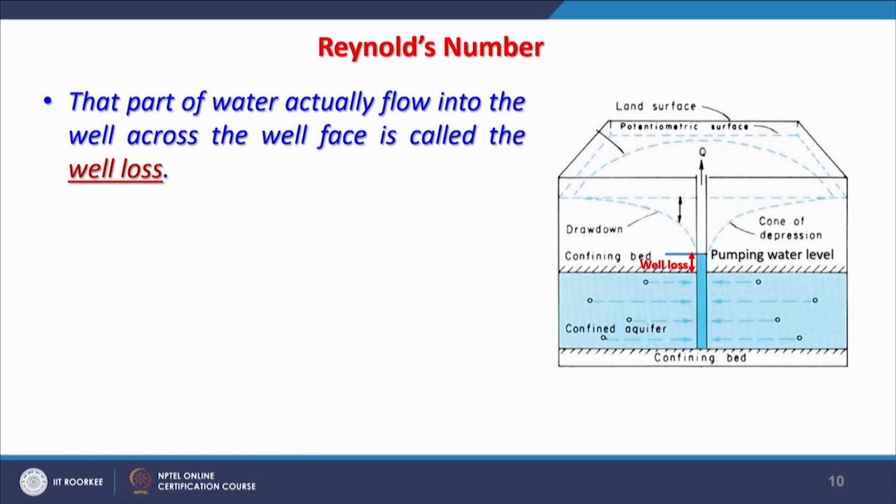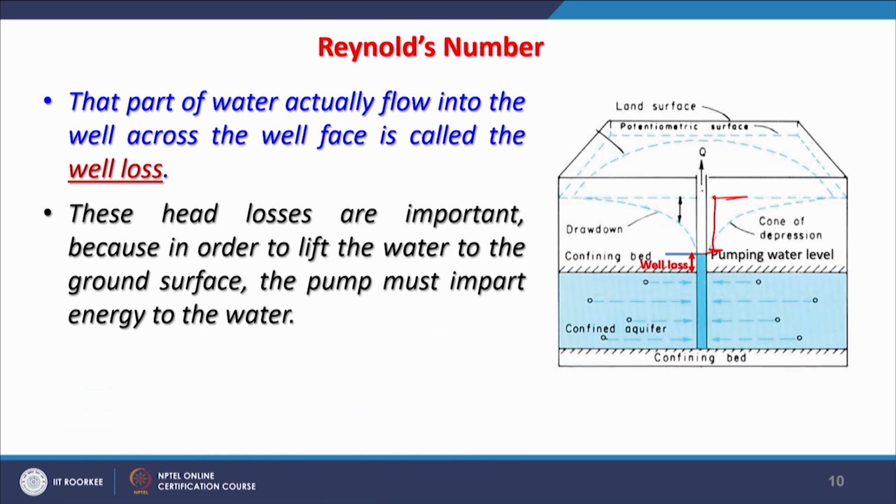So, that part of the water which actually flows into the well, occurring across the well face, is called the well loss, which we have already discussed. This is the well loss which is coming. So, well loss would be this much, or head loss is almost the same. These head losses are important, because in order to lift the water to the ground surface, the pump must impart energy to the water.